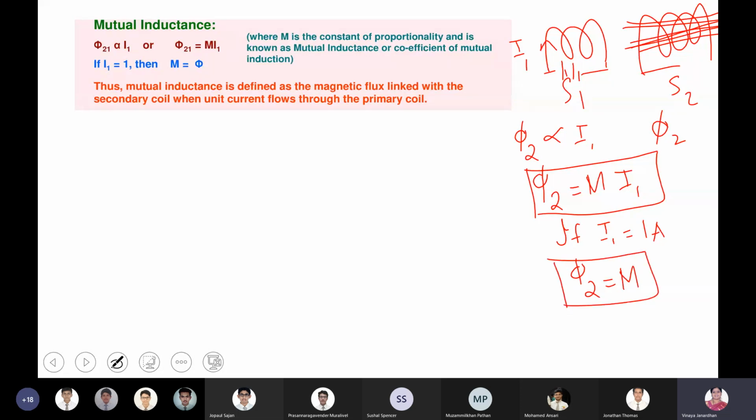So what is M? Coefficient of mutual inductance, or mutual inductance, is defined as the magnetic flux linked with the secondary coil when a unit current flows through the primary coil. Can you just write this? Will you be able to write this? So can someone put it in the chat box?